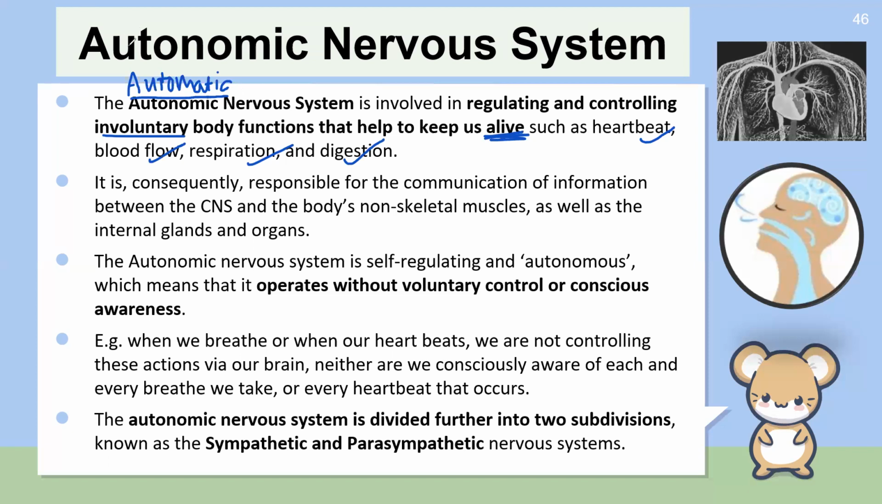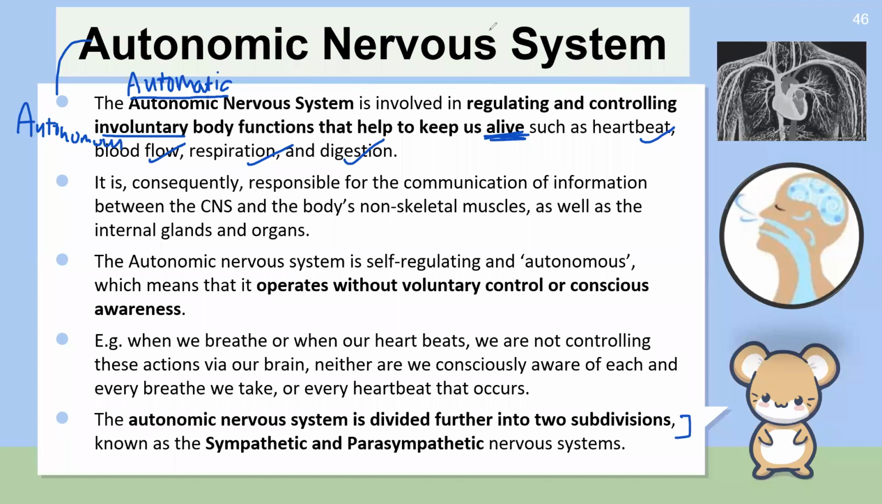Also, the word autonomic comes from the word autonomous, and autonomous basically means you are self-regulating, something that regulates itself. It doesn't need outside interference. So you can remember it like that as well. That's basically the main overarching function of the autonomic nervous system. We also need to remember that the autonomic nervous system is divided into those two subdivisions.